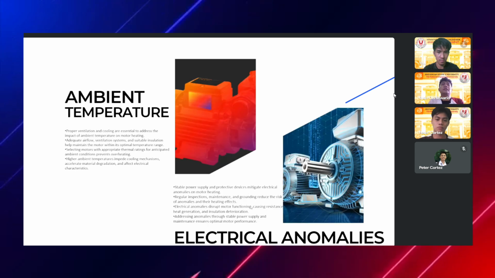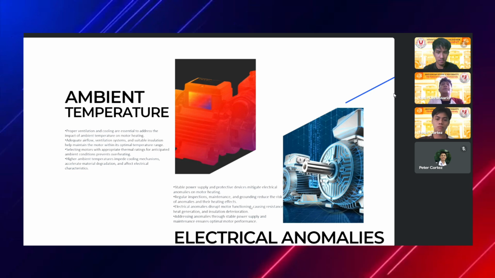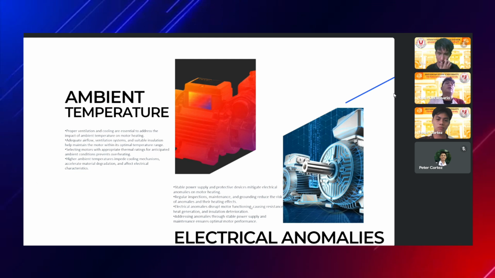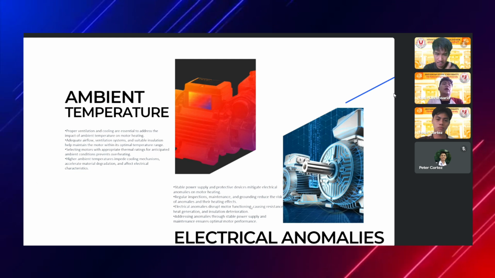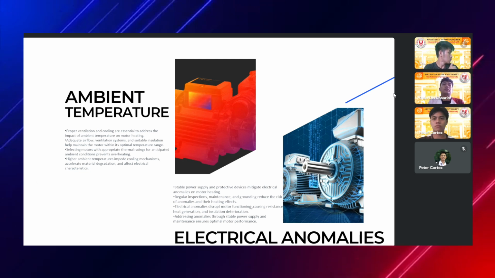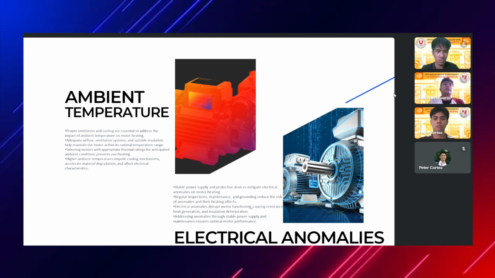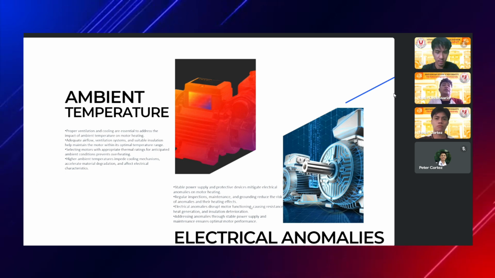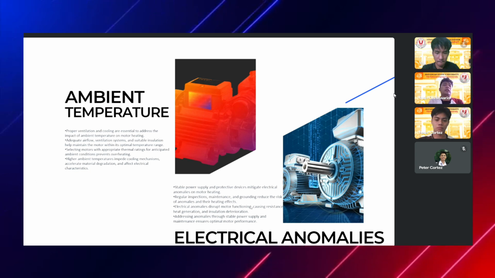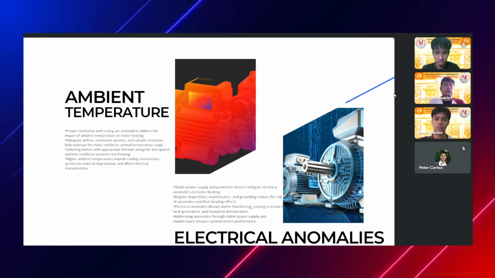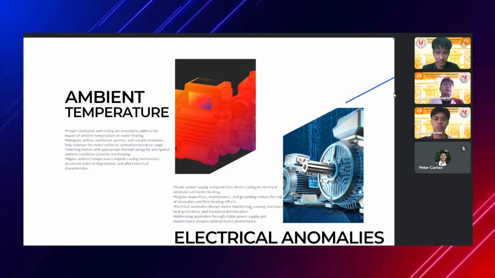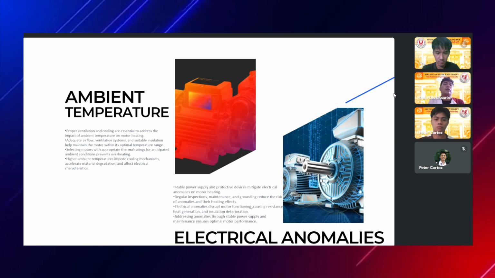Third is to maintain an ambient temperature. So proper ventilation and cooling are essential to address the impact of ambient temperature on motor heating. Adequate airflow, ventilation systems, and suitable insulation help maintain the motor within its optimal temperature range. Selecting motors with appropriate thermal ratings for anticipated ambient conditions prevents overheating. Higher ambient temperatures, including cooling mechanisms, accelerate molecular degradation and affect electrical characteristics.